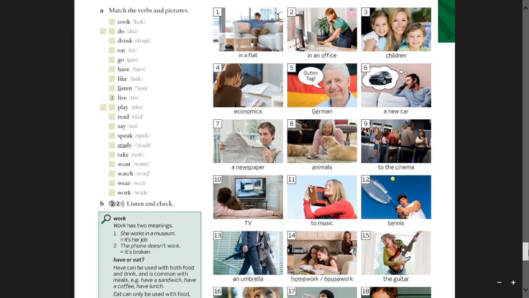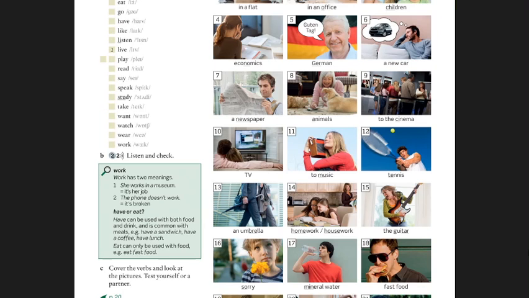Something important is what it says here in the box. Work has two meanings. On the one side, it is used to talk about a job, okay? For example, she works in a museum. And on the other hand, it is also used to say that something is broken. For example, the phone doesn't work, okay? It doesn't function, it is broken, okay?